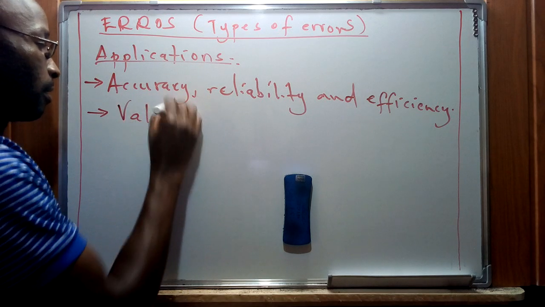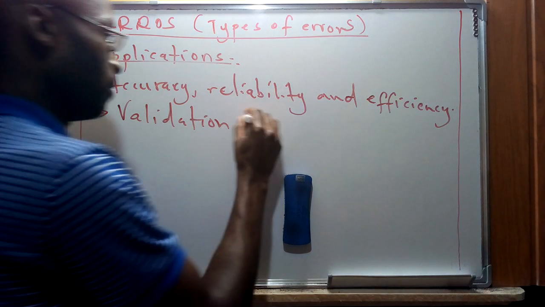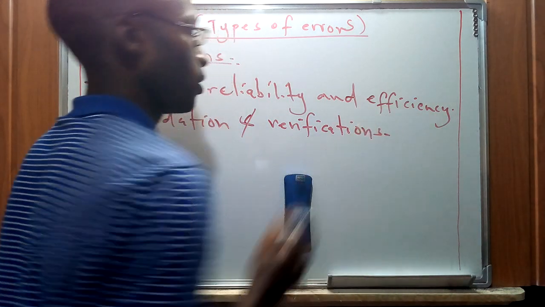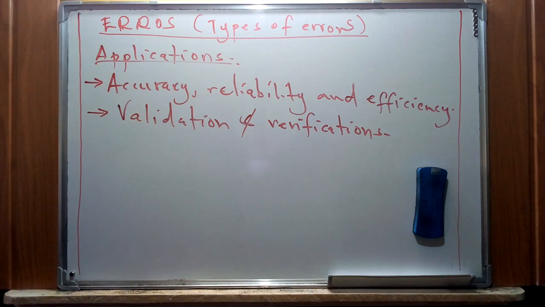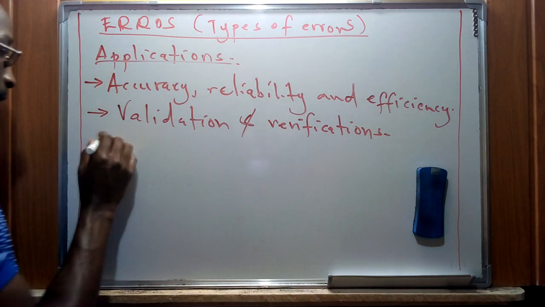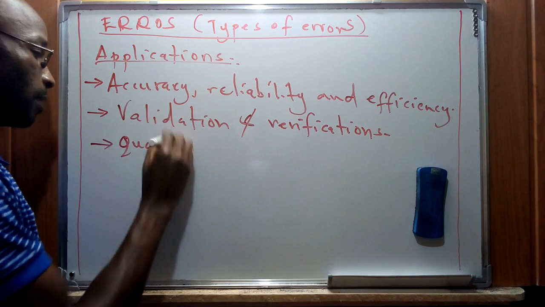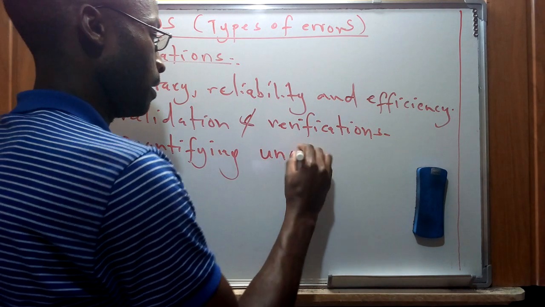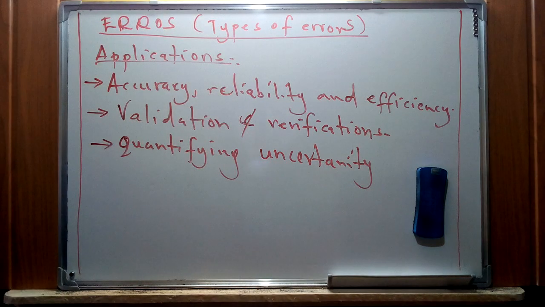And then we said that secondly, errors are going to be applicable in facilitating validation of physical laws, and verification, which are going to be applicable especially in the physical sciences and mathematics. Then we said that the concept of errors is going to assist us in quantifying uncertainty. By trying to study or analyze this aspect of errors, we are able to quantify uncertainty.